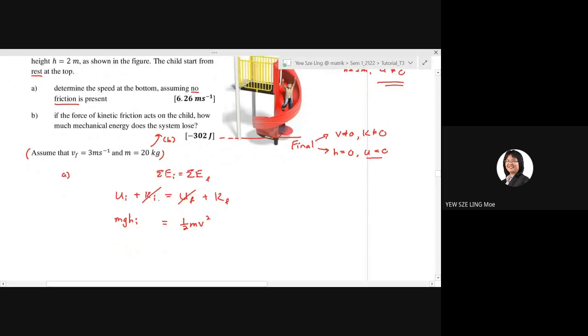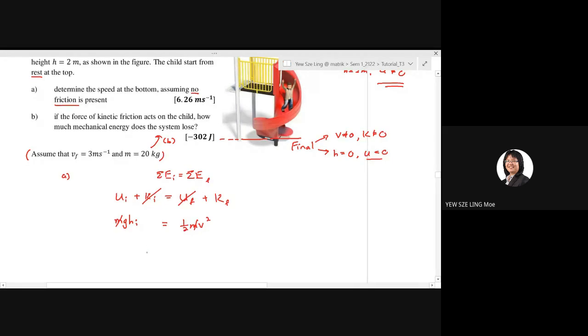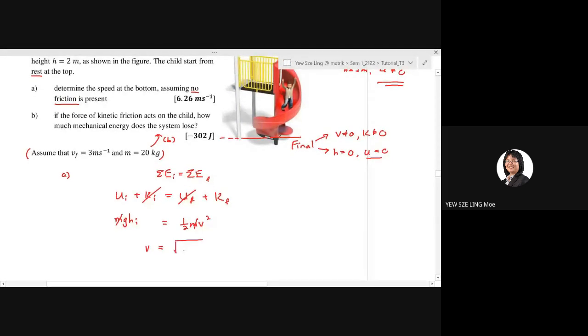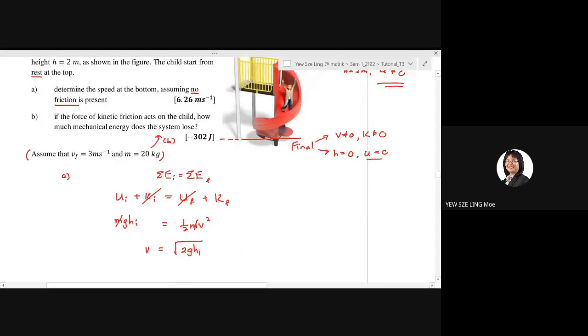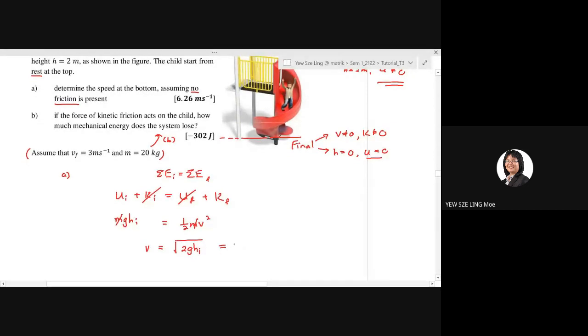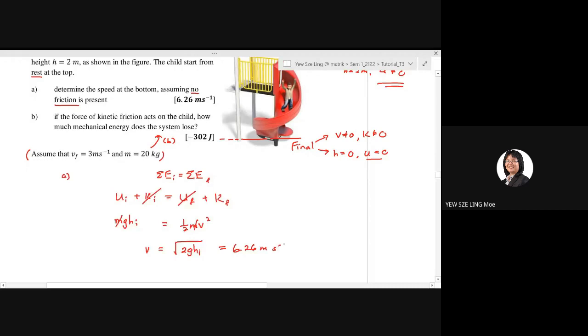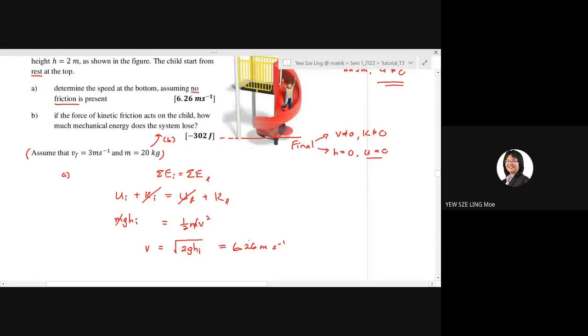Now if you look at question A, you don't have the mass yet, because the assumption is for question B. But do you need mass in the first question? Not really, because you can just cross out the m. So by rearranging the equation, you will get v equals the square root of 2gh initial. Plug in the values and you get a final answer of 6.26 m/s. G is 9.81 and h initial is 2 meters. That is what we know, right?